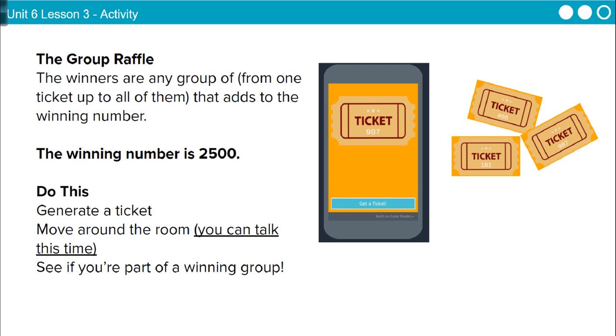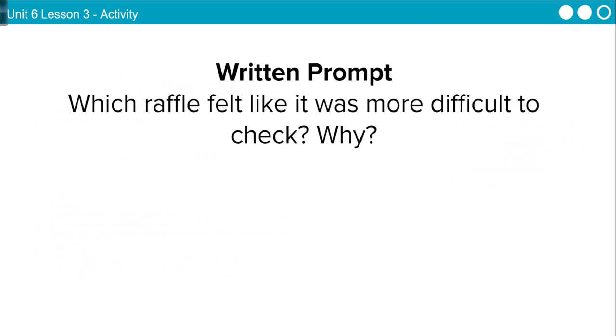But if you were to try and do this, you can now talk, so you can find people and add them on and see if you can get this, and see if you can become part of a winning group. So which raffle felt like it was more difficult? Okay, I hope you thought the second one was more difficult.